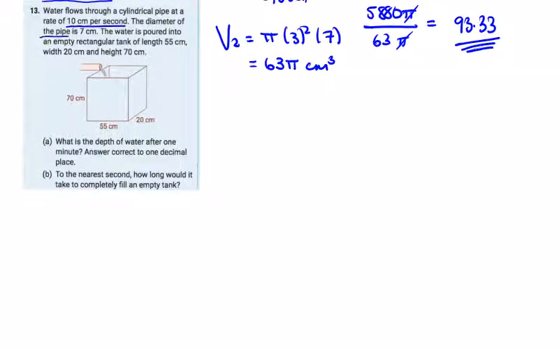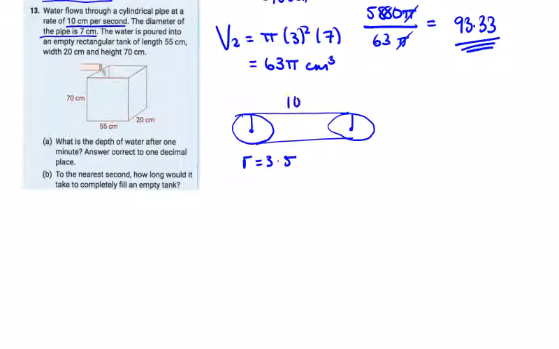Okay, water flows through a cylindrical pipe at a rate of 10 centimeters per second. The diameter of the pipe is 7. Okay, let's have a look at the diagram here. We've got a pipe. What a brilliant diagram. Right, so we have a radius of the pipe. We have the length of the pipe. The diameter of the pipe is 7, so the radius is 3.5. And it's 10 centimeters long, and this is what happens in 1 second.